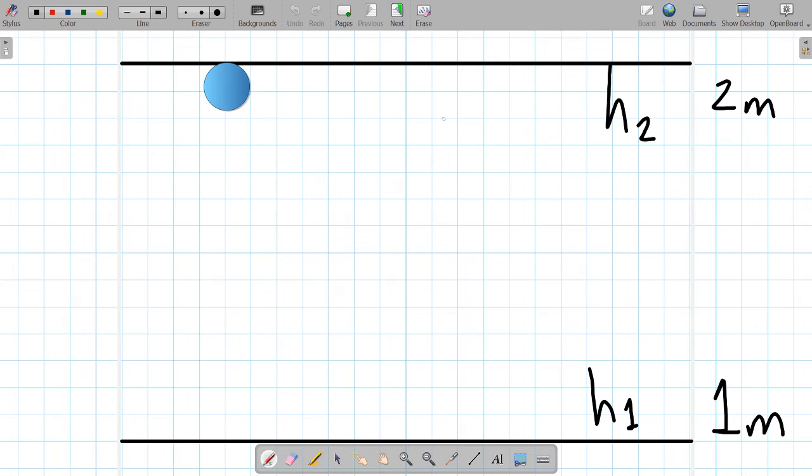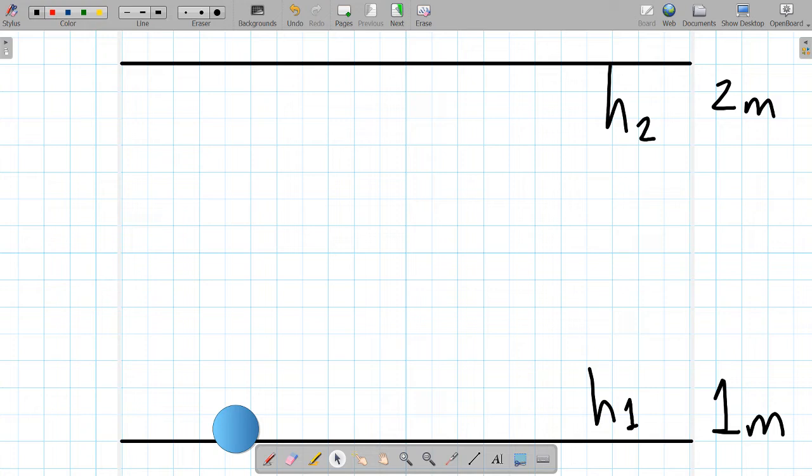In this video here, we're going to derive the change in gravitational potential energy equation. Okay, so imagine here that I have a ball, and I drop this ball from some height. So I take this ball, I release it, and it falls from 2 meters above the surface of the Earth down to 1 meter.